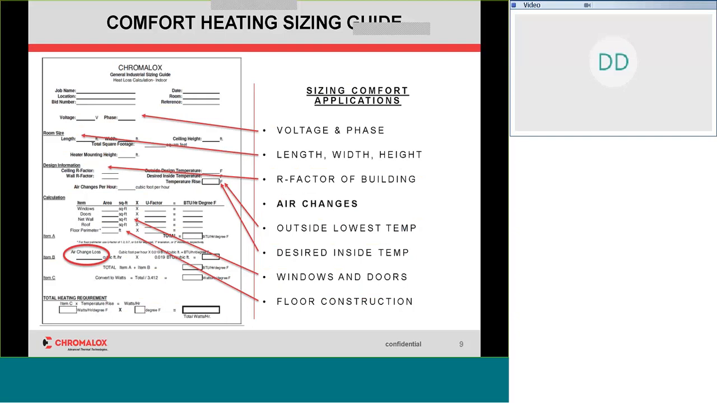Voltage and phase, we all work at Chromalox. We know what we're asking for there. That's what's powering our unit. Then we go with room size. Where we were quick sizing before, now we're going to give a little detail. And if you have a room that's not a box, maybe it's an L shape, a Y, whatever, you can start sectioning those off and use that as your room area. It's the best way to interpolate your sizing. It's still only going to be as accurate as the information you put in it.